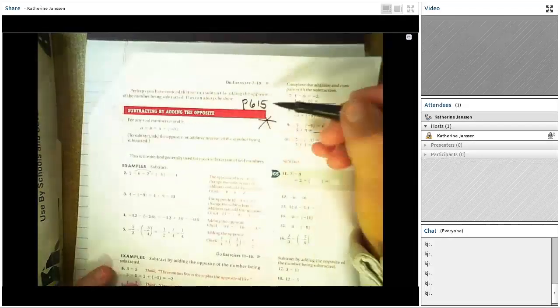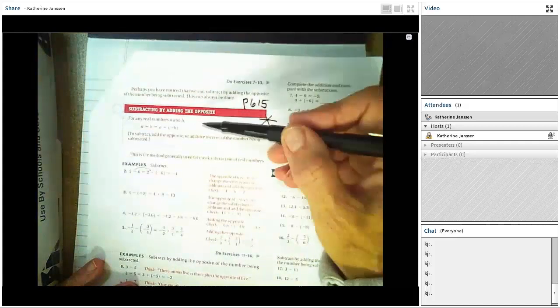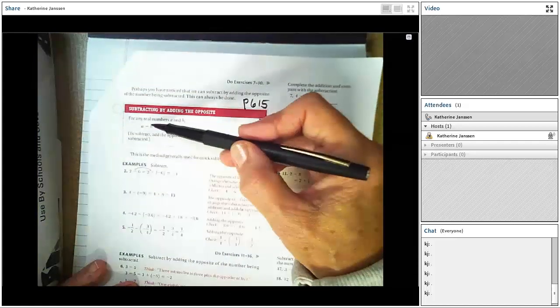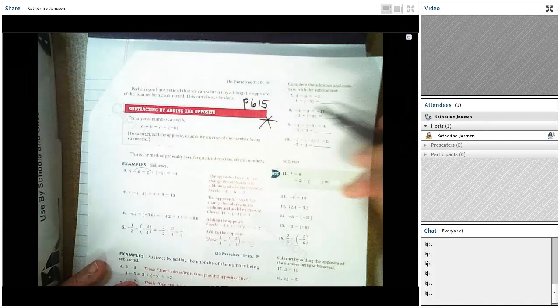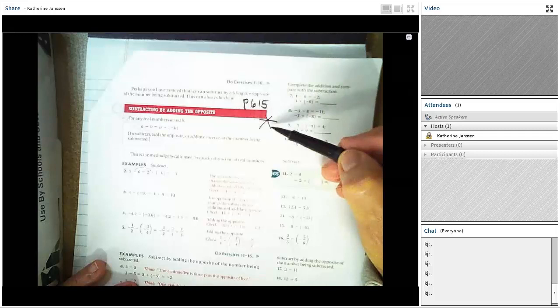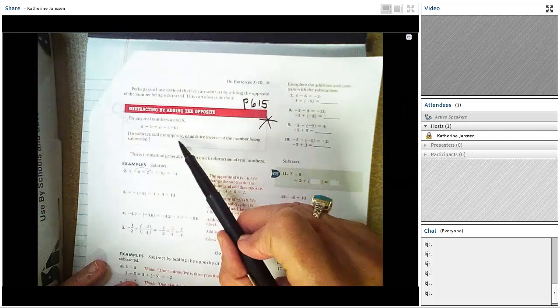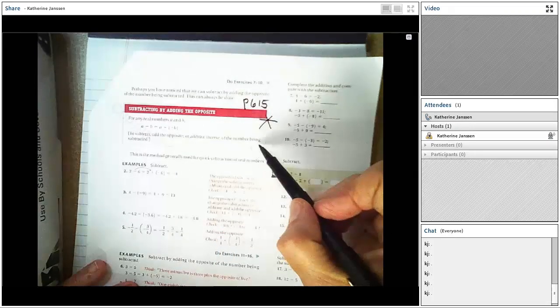Again, subtraction on page 615 is defined in terms of addition. A subtract B is equal to A plus the opposite of B. Very important: to subtract, add the opposite, or additive inverse, of the number being subtracted.